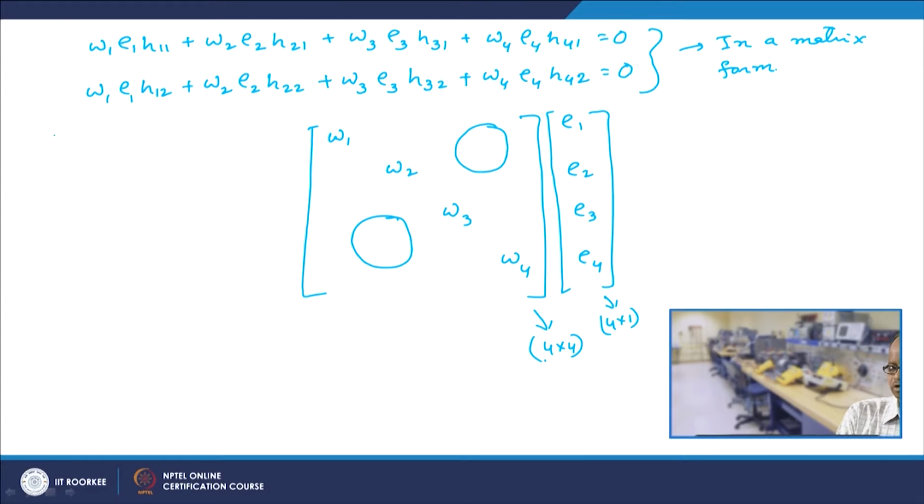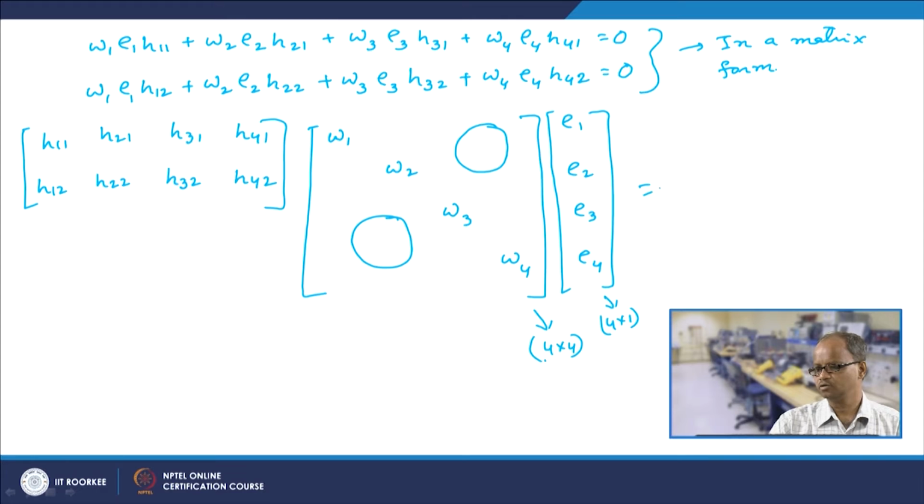Then what I will get is H11, H21, H31, H41 and H12, H22, H32, H42 is equal to 0, and this is a 2 cross 4 matrix. So, if I do everything, I will get this equation. So, this and this would be W1 E1, W2 E2, W3 E3, W4 E4. So, the first row would be H11 into W1 E1, H21 W2 E2, H31 W3 E3 plus H41 W4 E4, and similarly we will get the second row.